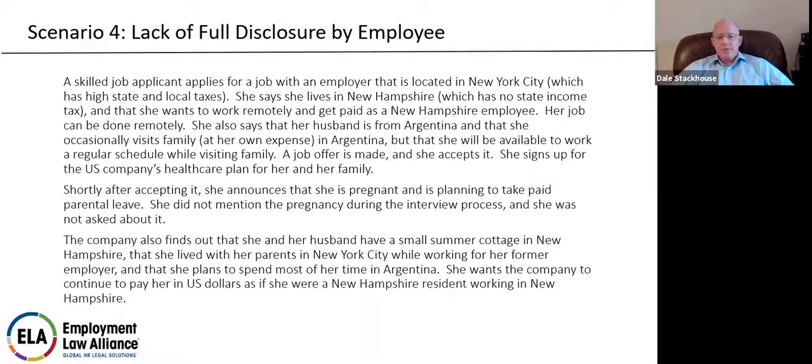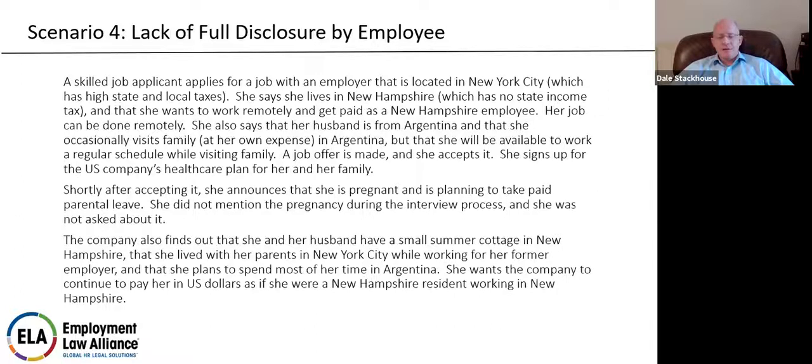Shortly thereafter, she announces that she's pregnant and is planning to take a parental leave. She didn't mention the pregnancy during the interview process, but the company didn't ask about it, as is appropriate. They should not have asked about it. And the company says to her, of course, if you're eligible for a parental leave, like any other employee, you're certainly allowed to take that.